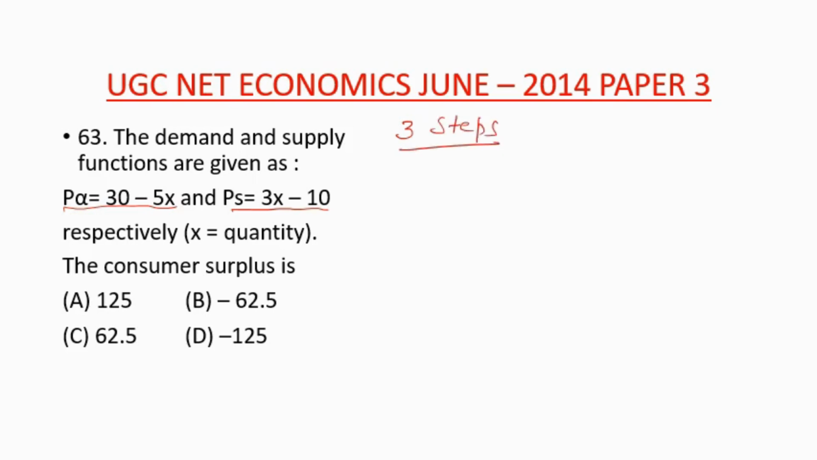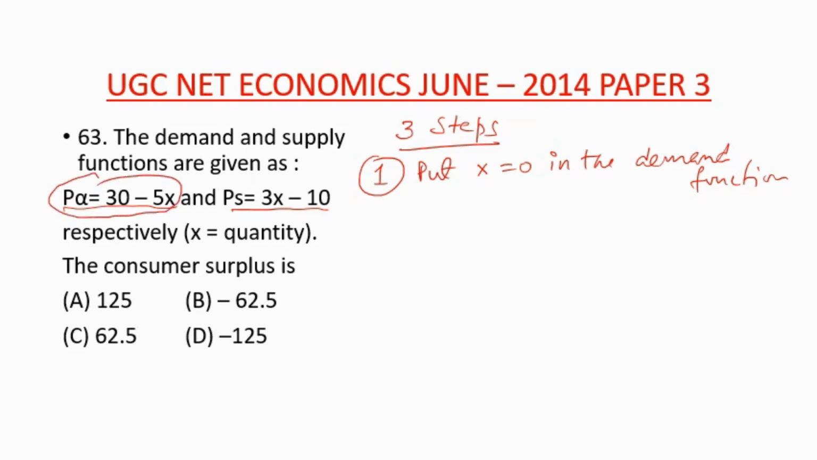Step number one, put x is equal to 0 in the demand function. And this is the demand function. PD is equal to 30 minus 5 into 0, it gives us 30.